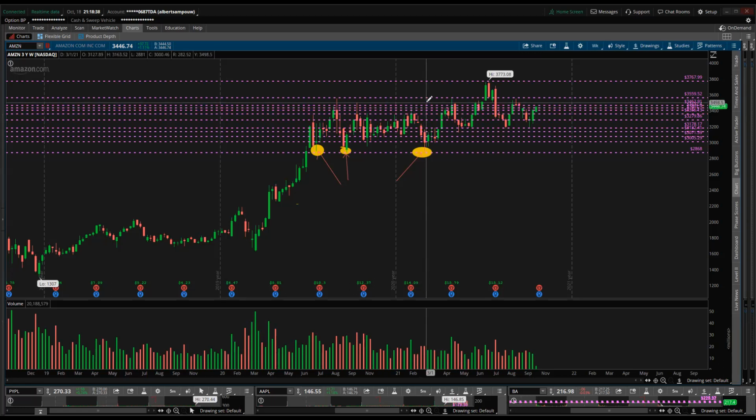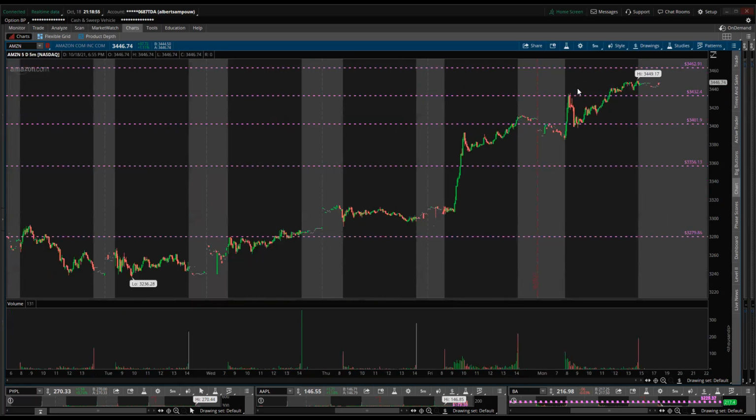Now, how many of you are looking at my chart? You're like, wow, that's a crowded chart. How am I gonna even read the chart like this? How many of you are thinking that there's a lot going on? Well, I'm on a weekly chart. What happens when I go on a 5-minute chart? What do I now have?